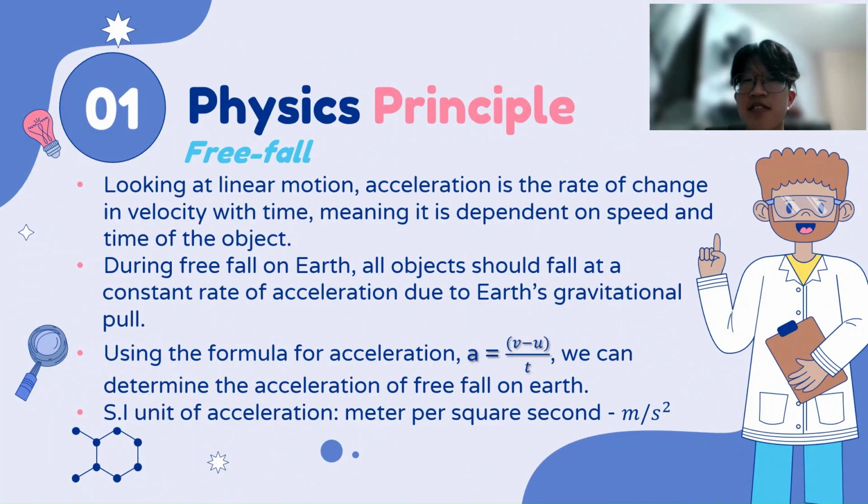To start off, let's address the physics principle behind freefall. While looking at linear motion, acceleration is the rate of change in velocity with time, meaning that it is dependent on speed and time of the object. During freefall on Earth, all objects should fall at a constant rate of acceleration because of Earth's gravitational pull. By using the formula for acceleration, a equals v minus u divided by t, we can determine the acceleration of freefall on Earth, and the SI unit of acceleration is meter per square second.